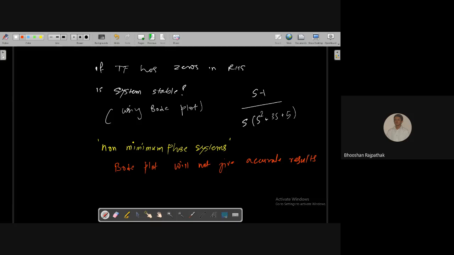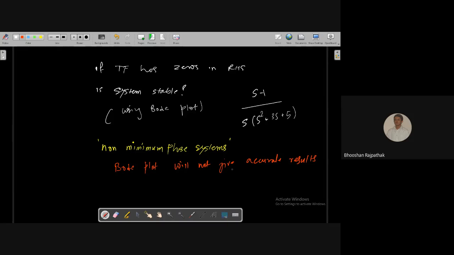Whenever your poles and zeros are in RHS, the Bode plot will not give accurate results. So you have to understand this, and that is why the Nyquist plot is necessary. Sometimes we wonder why, if we study Bode plot, why study this very complex concept of Nyquist plot. The reason is, when the system's poles and zeros are in RHS, then the Bode plot method will not give you accurate results.